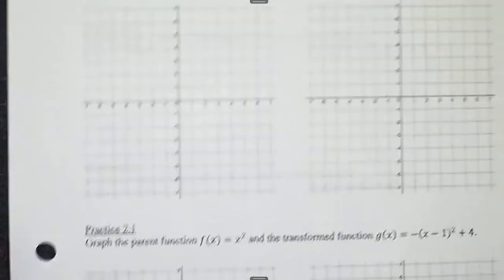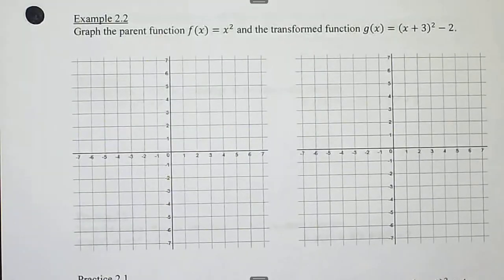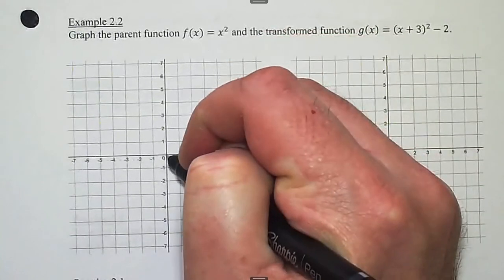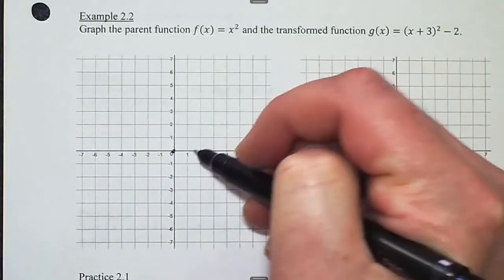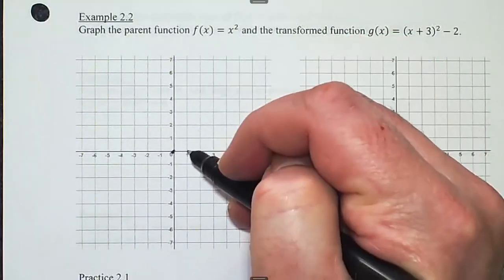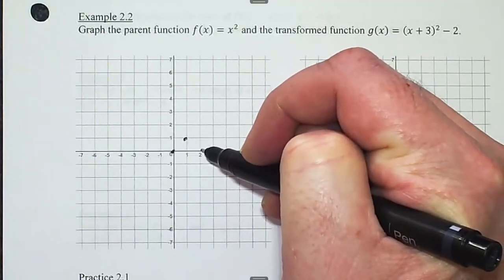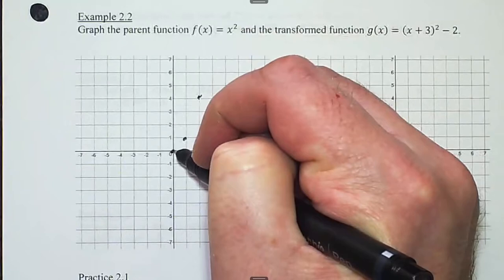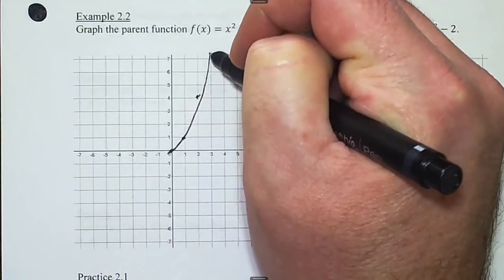Okay, let's consider example 2.2. We're given a graph of f of x is equal to x squared. First, let's graph x squared. Okay, so y equals x squared. 0 squared is 0. When I'm plugging in an x value of 1 to y equals x squared, or f of x equals x squared, 1 squared is 1. 2 squared is 4. And then 3 squared is 9. So this just goes up like this.